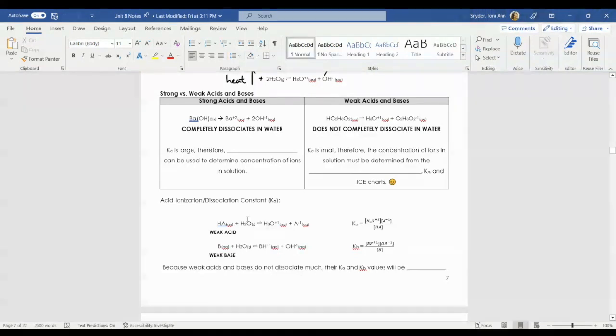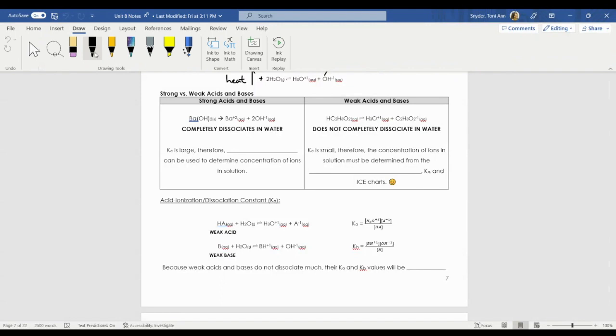So the reason why that occurs is because the value of K is very, very large. So remember, we are going to start tying equilibrium into this as well. So because K is large, therefore, if I was to determine the concentration of ions in this solution, so let's say I have a 0.1 molar barium hydroxide solution, we can use basic mole ratios and basic stoichiometry to determine what the concentration of hydroxide is. So in this case, it would be 0.2 molar.